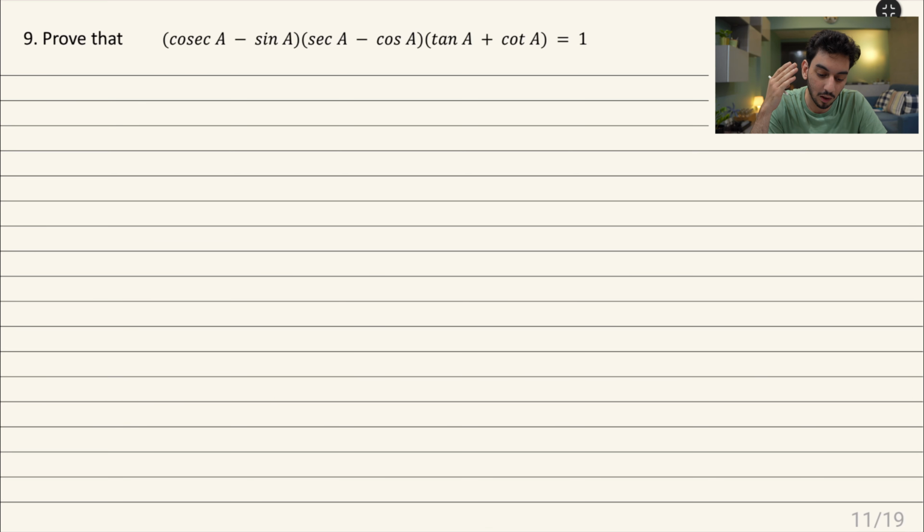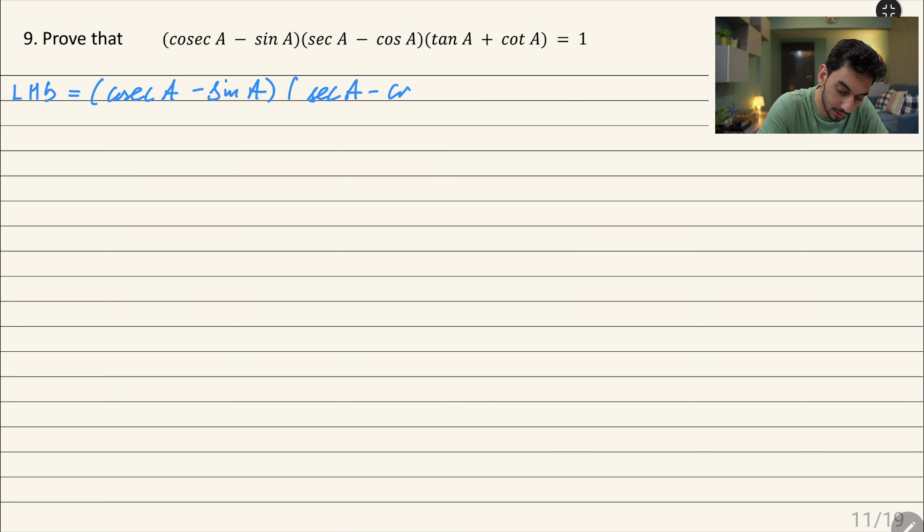Now this one says cosec A minus sine A into sec A minus cos A into tan A plus cot A is equal to 1. Obviously we're going to start with my left hand side, which is cosec A minus sine A times sec A minus cos A times tan A plus cot A. First step, any trigonometric identities? No powers, no trigonometric identities. Any algebraic identities? No powers, no algebraic identities. Any fractions? I can't see any fractions. The last step, convert everything to sine and cos.